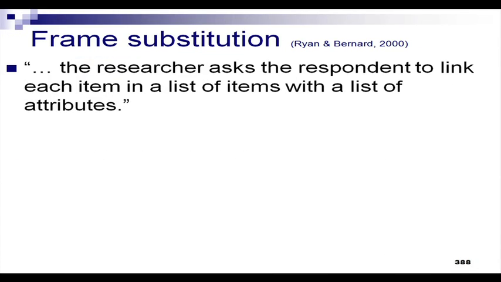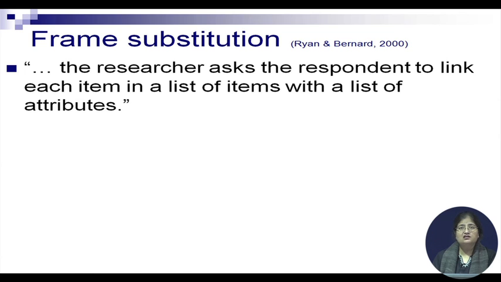Okay. Frame substitution is another technique in which the researcher asks the respondent to link each item in a list of items with a list of attributes. So there are cross connections. You find out which item is linked to which attribute. You give people a list of items on one side and a list of attributes on the other, and these two are connected.